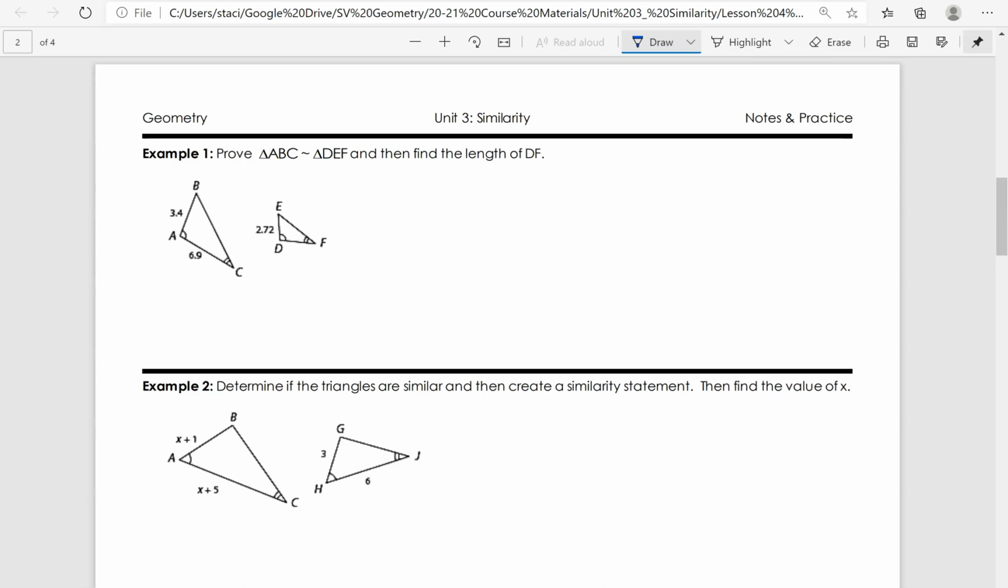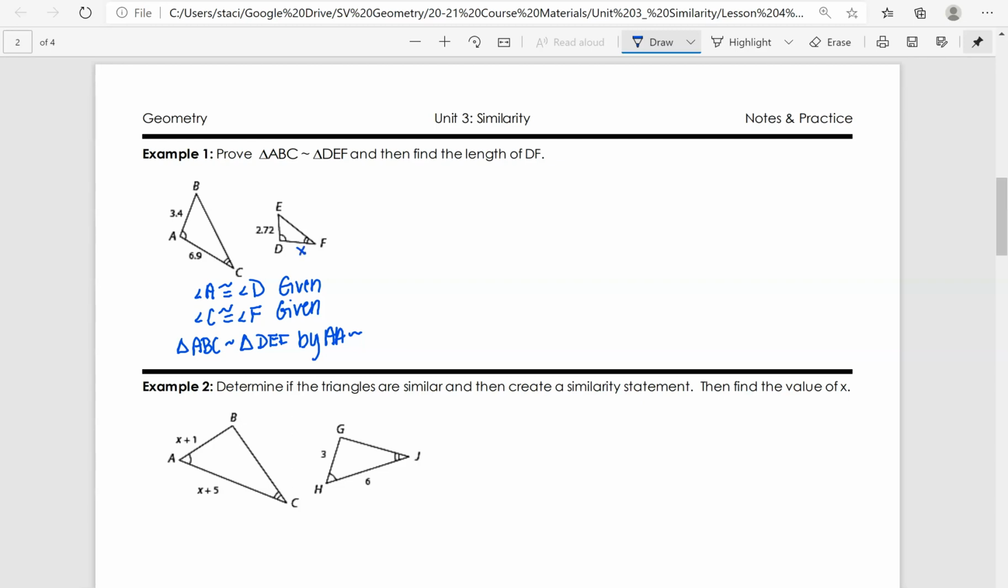DF. And so when I look at this triangle, I can see that angle A is congruent to angle D, that was given. And I see that angle C is congruent to angle F, and that was also given. So this is enough evidence to know that triangle ABC is similar to triangle DEF by the angle-angle similarity theorem. And so since these triangles are similar, we can set up a ratio of corresponding sides in order to find the length of DF.